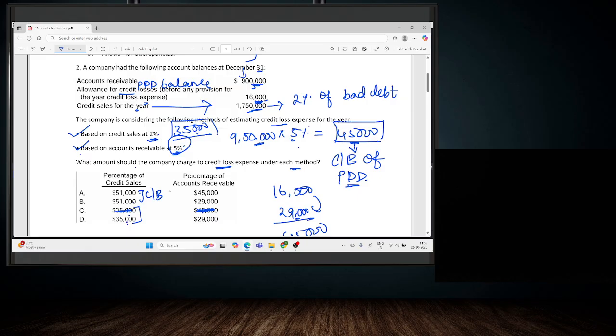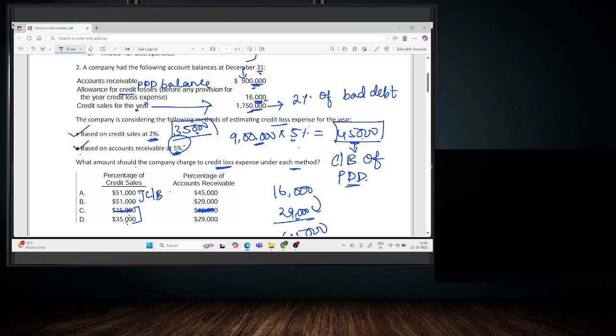The figure that you are getting here, 45,000, is not the expense that we should recognize. This 45,000 is the balance at the end of the year. Balance on which account? The balance that we should have on provision for doubtful debts. So 45,000 should be the closing balance on provision for doubtful debts on 31st December 2000, whatever the year.